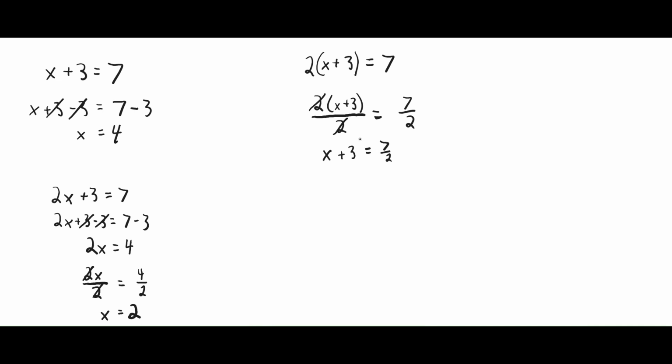And, well, let's write that as a mixed number instead of an improper fraction. 7 over 2, the 2 goes into 7 3 times, but leaves 1 over. 7 over 2 is the same as 3.5. And now, just like in our first problem, we want to get an x left all by itself. We need to subtract this 3 to get rid of it. So x plus 3 subtract 3 is equal to 3.5 subtract 3. So this plus 3 cancels with the minus 3, and we're left with x equals 1/2.